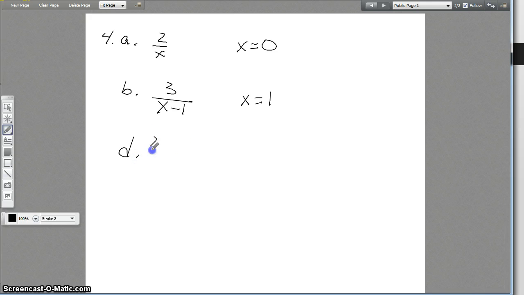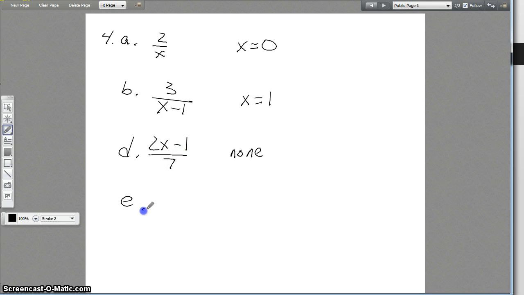Part D is (2x minus 1) over 7. So what values of x are not allowed? What values of x will cause our denominator to be 0? Well, there isn't an x in the denominator, so x can be anything. There are no values of x that will make the fraction undefined. So this would be none. There are no values of x that make the denominator equal to 0.